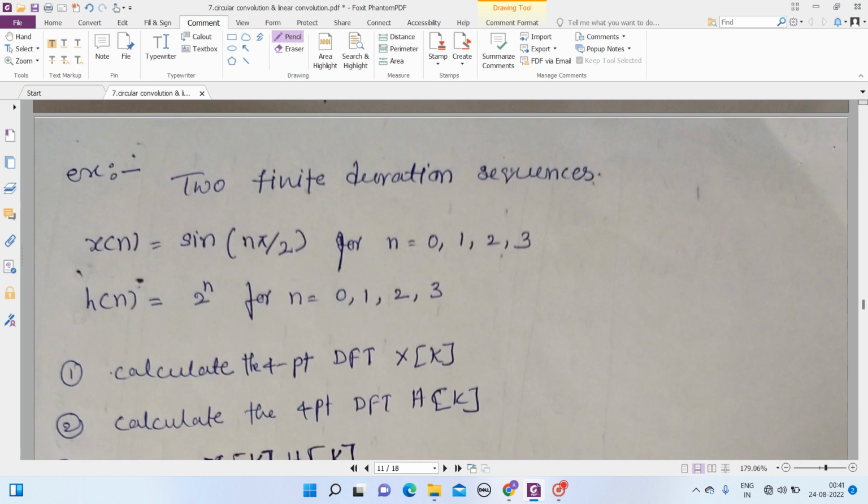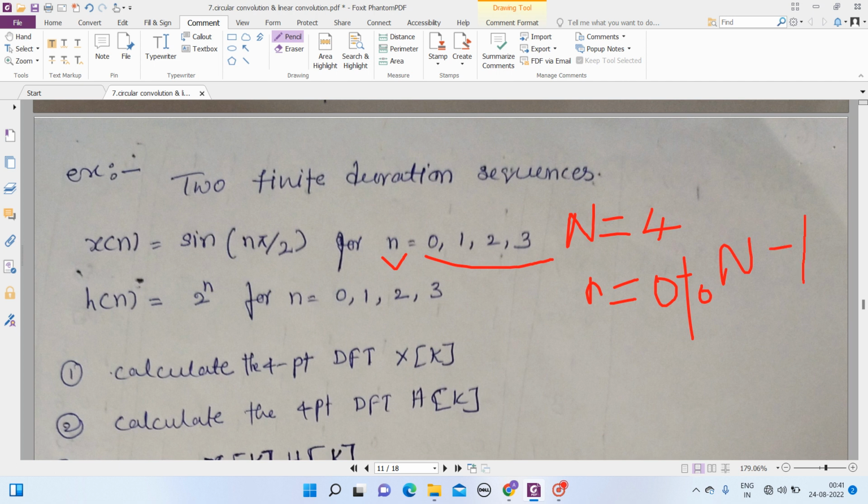So this is the problem: two finite duration sequences. Here they have given the n value varies between 0 to 3. So the capital N is 4 point, right? The small n varies between 0 to capital N minus 1. So here N is 4, 4 minus 1 means 3. So n lies between 0 to 3. So the n value varies between 0, 1, 2, 3, right?